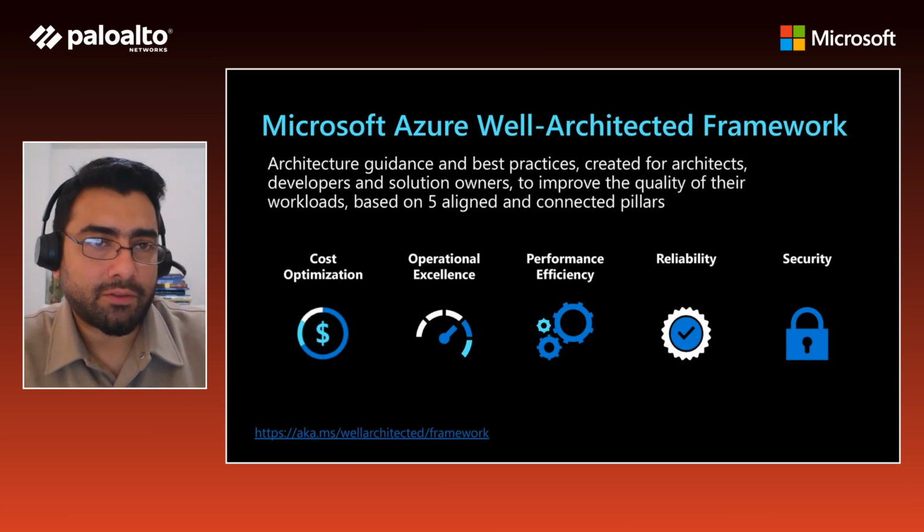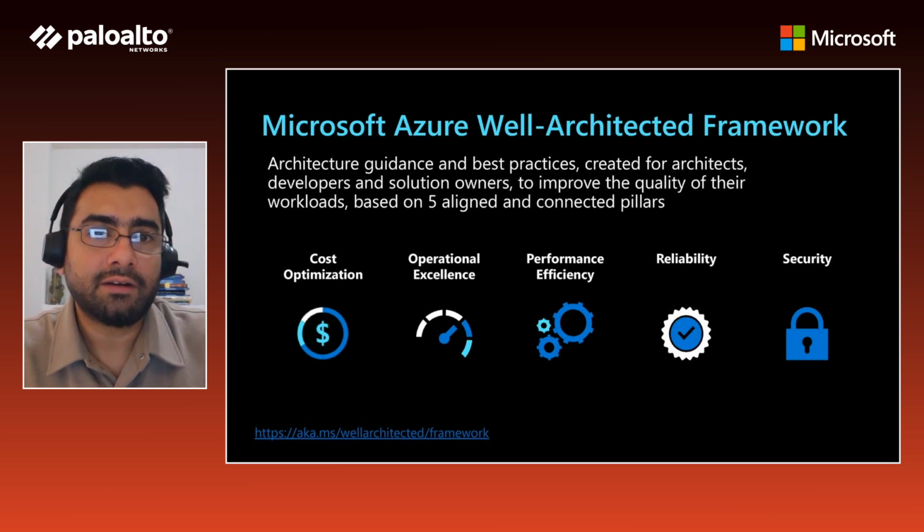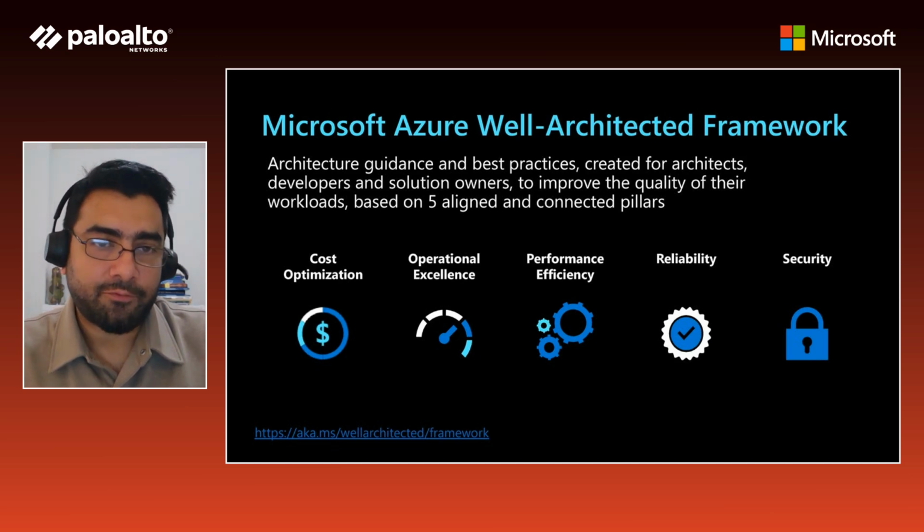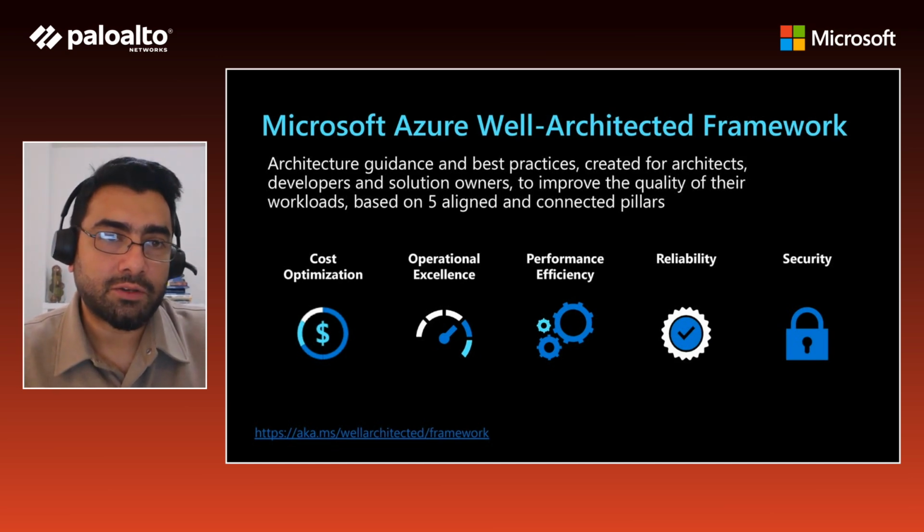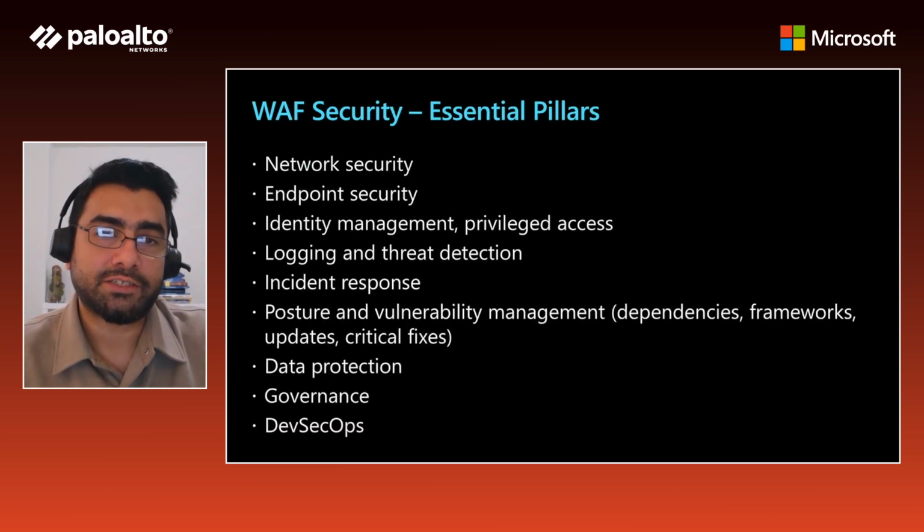So looking a little bit more at the well-architected framework, we've talked about what cost optimization, operational excellence, and the other pillars are. It gives you the guidance and best practices for your architects, developers, and solution owners to improve the quality of your workloads based on these 5 pillars, which is really helpful for any solution that you want to launch, whether you're going for an IaaS or PaaS solution, or looking to deploy the solution into a SaaS architecture.